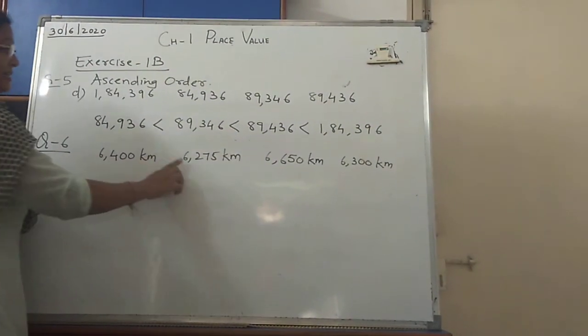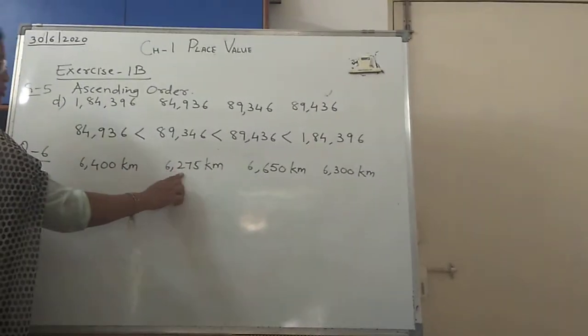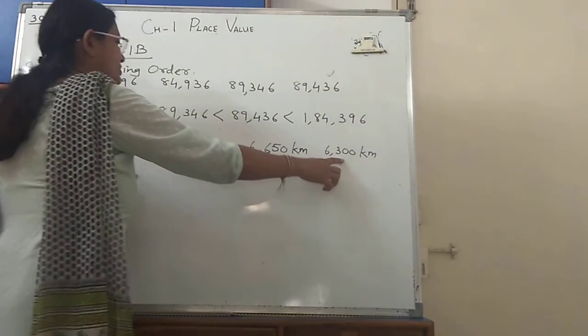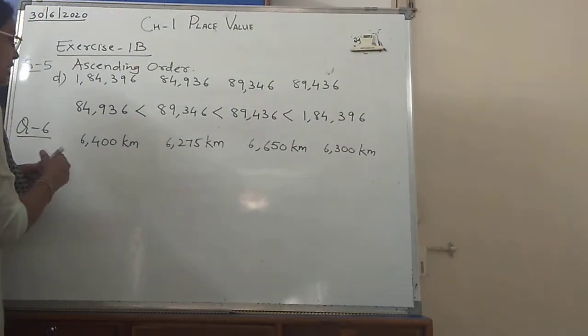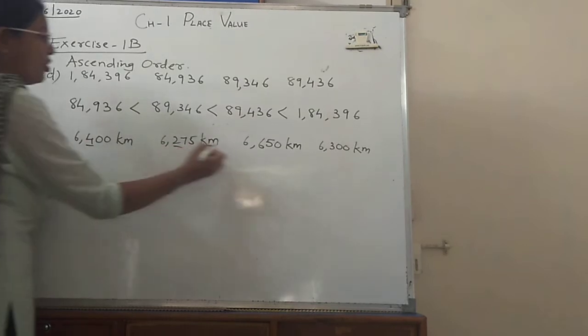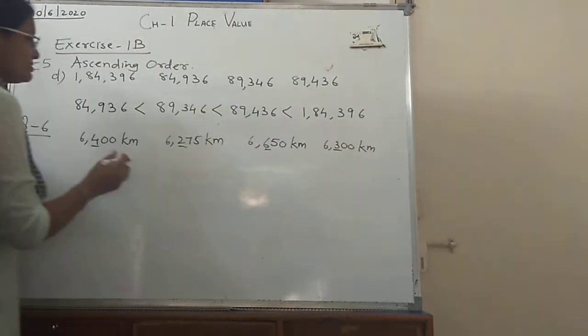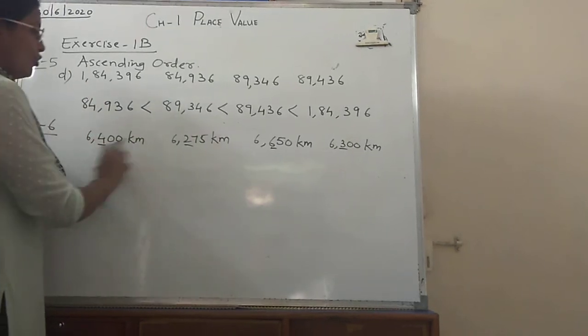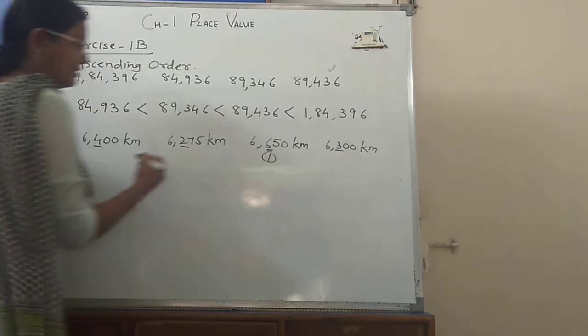First digit: 6, 6, 6, 6. Move to the second one: 4, 2, 6, 3. The second digit is different in all. What will come first? We have to find the big one. In 4, 2, 6, 3, 6 is the biggest. So this will come first.